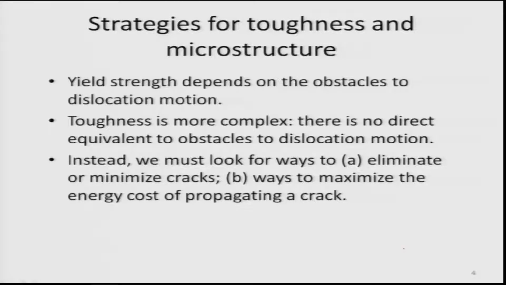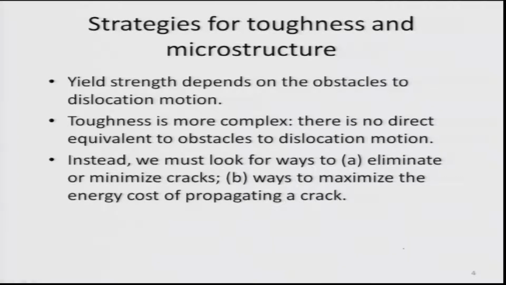Yield strength, we know that it depends on obstacles to dislocation motion, or even the strain hardening coefficient in a stress strain curve also depends on how a dislocation acts as an obstacle to other dislocations or some other defect structure. But toughness is very complex. There is no direct correlation that if I increase dislocation density or decrease it, it will affect toughness. So that means toughness has to do with something else.